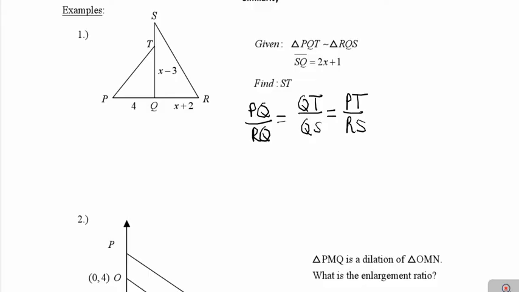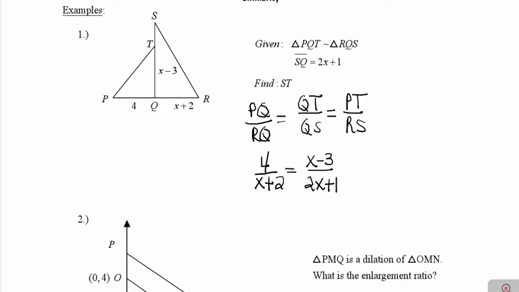So PQ, we're given that's 4. RQ is equal to x plus 2. QT is equal to x minus 3. QS, that was one of our givens, 2x plus 1. And then we don't know anything about PT or RS, so I'm not even going to fill that in. So notice now that I have a proportion that I should be able to solve since there's only one variable.